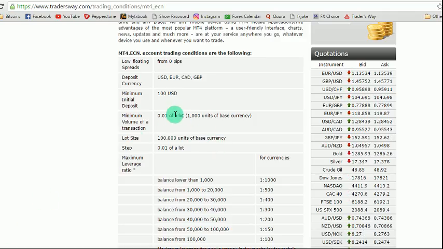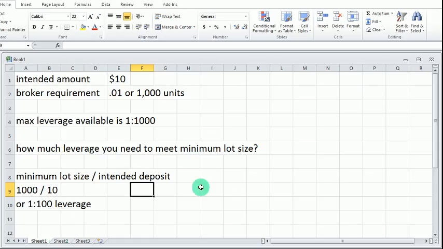So let's go back to this. Now you have a $10 account. You intend to deposit, to try out the Traders Way promotion for $10. But how much leverage do you think you need to meet this minimum volume of a transaction? So I prepared an Excel sheet here. The broker requirement is 1000 units. You only intend to deposit $10.